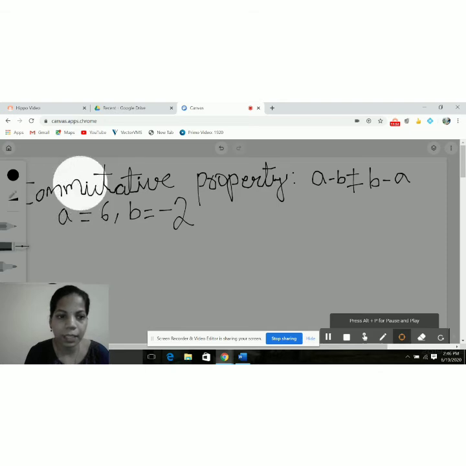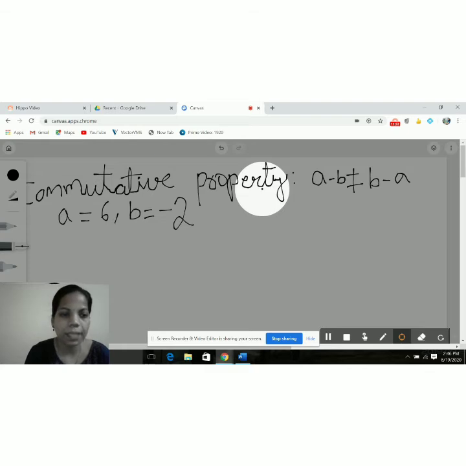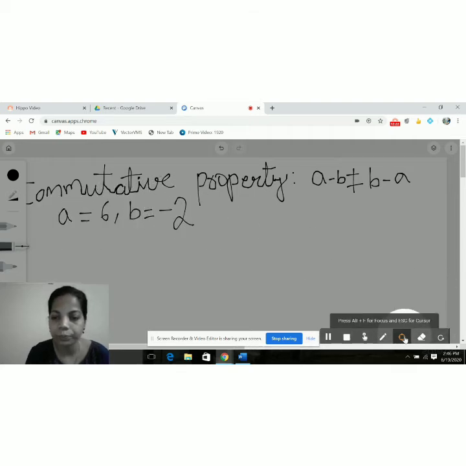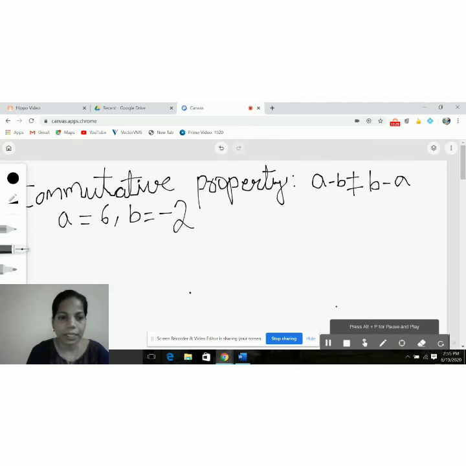So the next property is the commutative property. So what is the commutative property? If a and b are any two integers, then a minus b is not equal to b minus a. If a and b are any two integers, then a minus b is not equal to b minus a. So we will prove this commutative property with an example. Let us take a is equal to 6 and b is equal to minus 2.